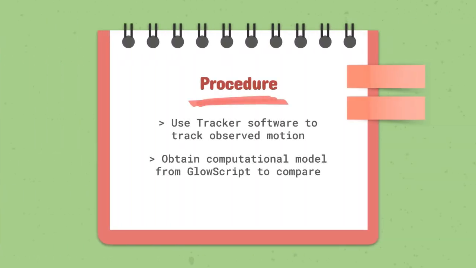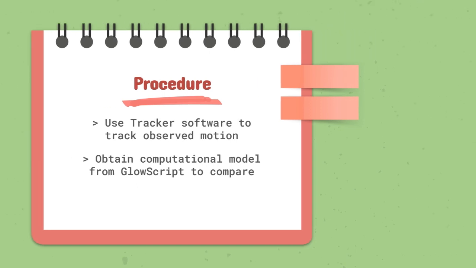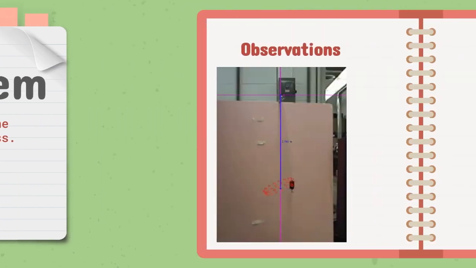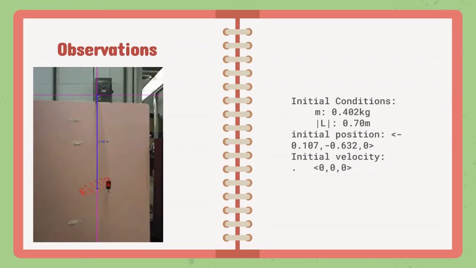The procedure is to use Tracker to record the observed motion and then use a computational model from GlowScript to compare these and use it for predictions. The system surroundings: the system here is just going to be the spring and the mass. So this is the video that was observed, or a clip of it from Tracker. And the initial conditions are as laid out here.